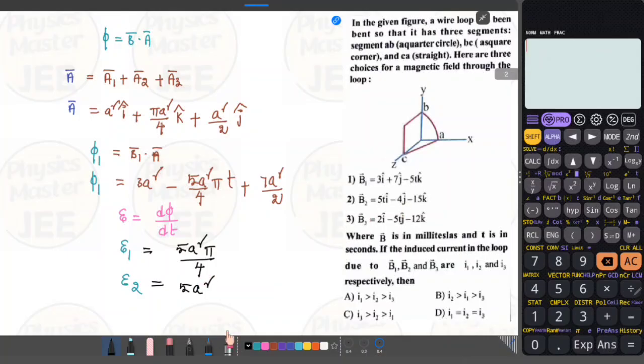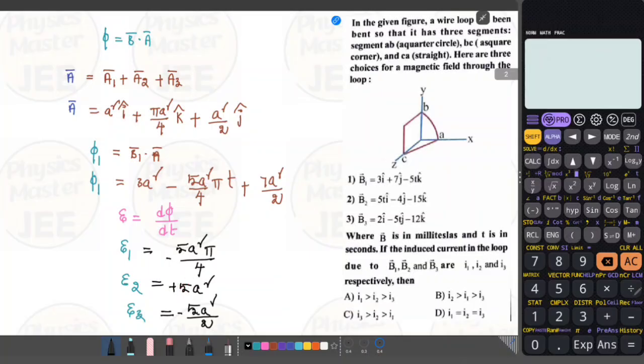And in the third case, epsilon 3 will be equal to 5a²/2. Though we get a minus here, a minus here, and a plus here, the minus only indicates the direction, so we will consider only the magnitudes.